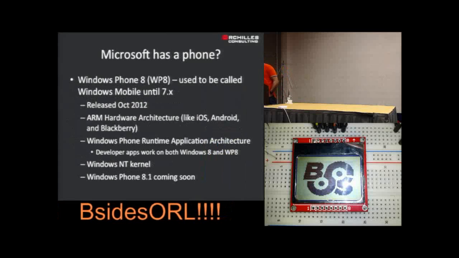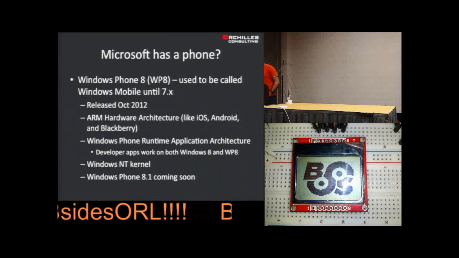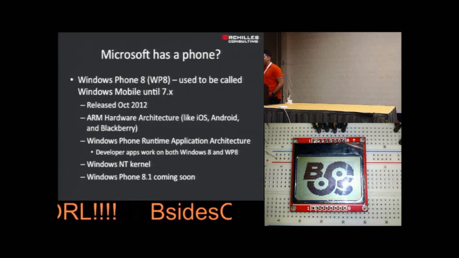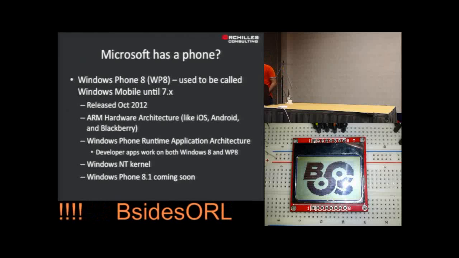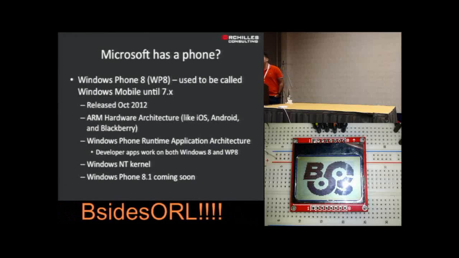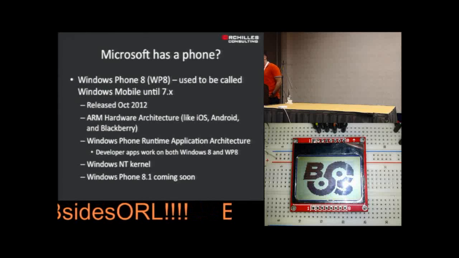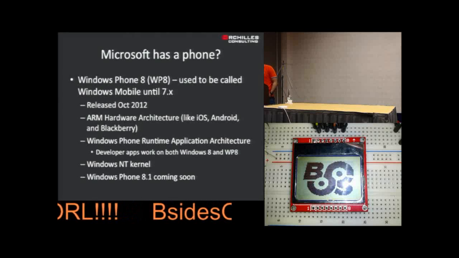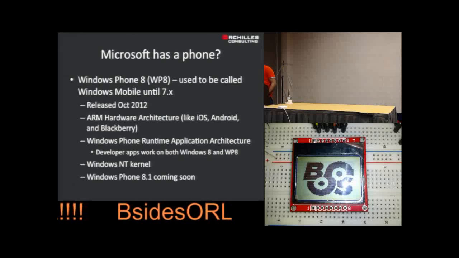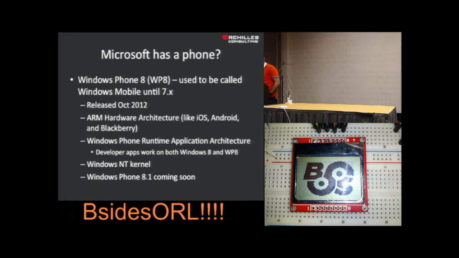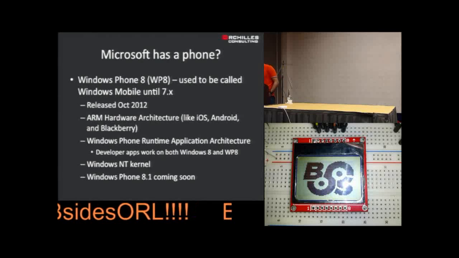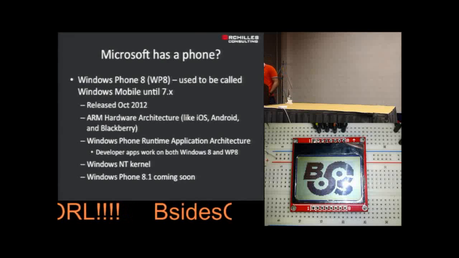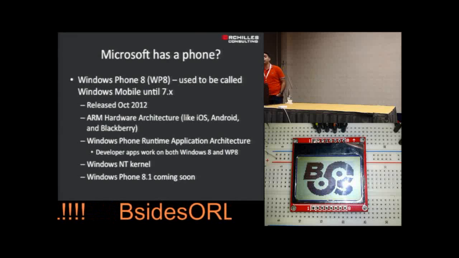So let's get started. Microsoft does have a phone. Hopefully all of you now know that. Their marketing campaign has been pretty good. Good song to it too. So it's called Windows Phone 8, or WP8 is how we refer to it. It used to be called Windows Mobile way back in the day, if anyone remembers that. It was the smartphone before the smartphones came, before Apple and all that. They rebranded to Windows Phone on 7, and their latest 8.1 is actually coming out.